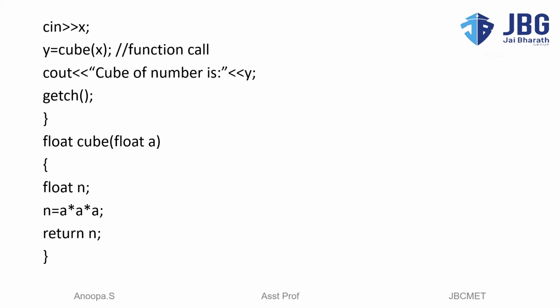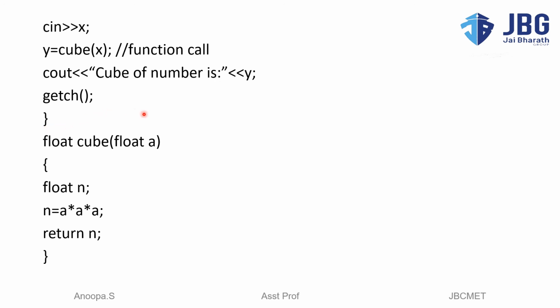Enter the number, read into x. X is a floating point variable, so x is received. y equals cube x. See, this is the function call. Function name, then I am passing the argument, then calling the function. The result of that function is assigned to the variable y. The cube function will return one value, and that value is assigned to y. And cout: cube of the number is y. Whatever value is returned by cube will be displayed here. Then getch, and close. So our main function closes here.